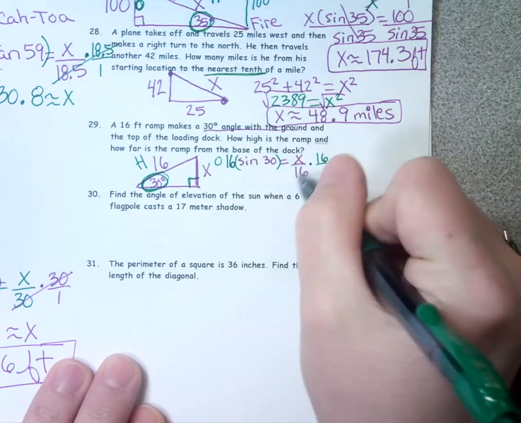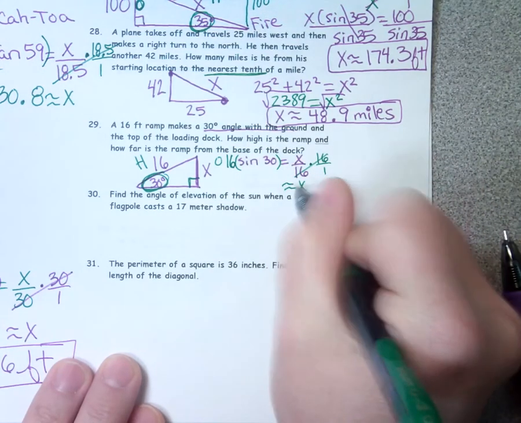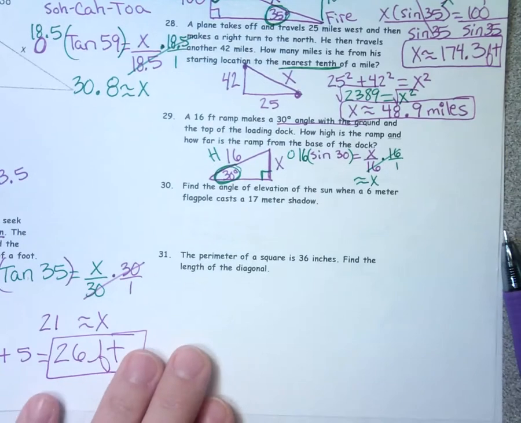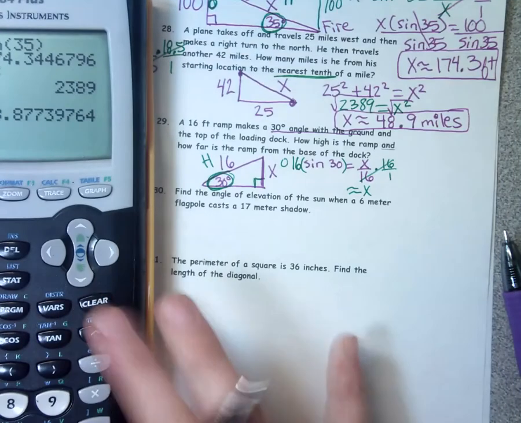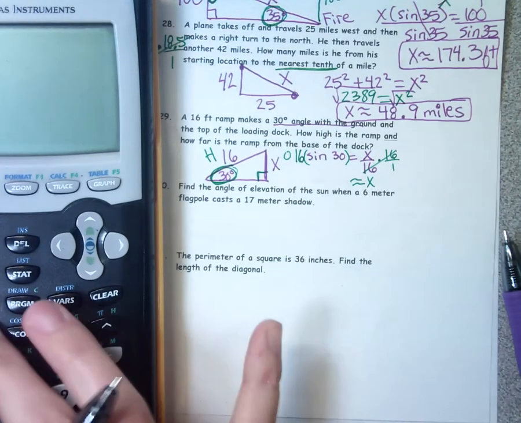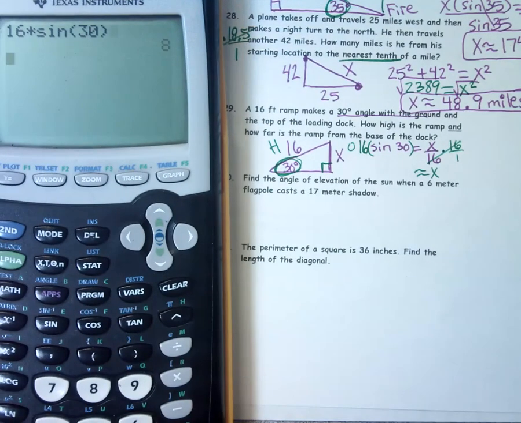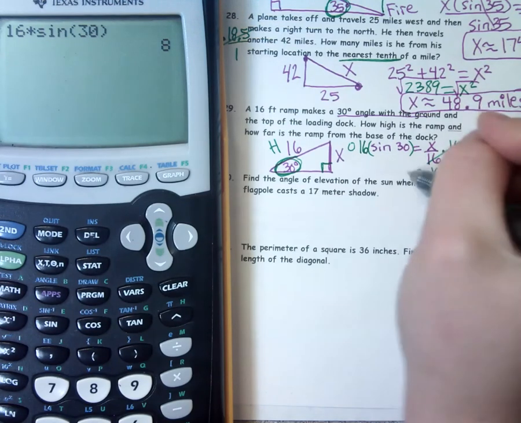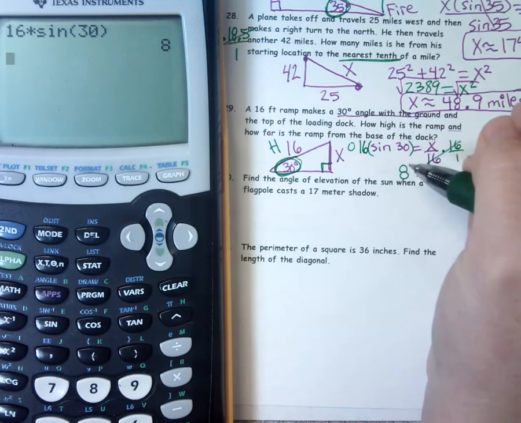And then I'm just going to put that in my calculator and I'll get my answer. So 16 times the sine of 30. And that makes 8.